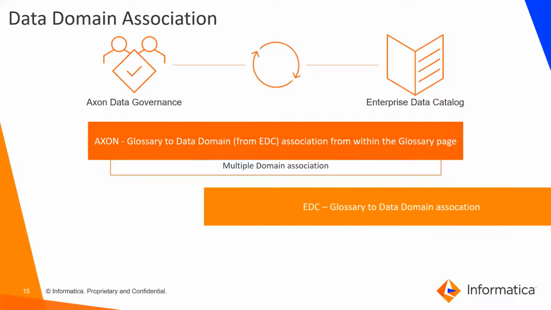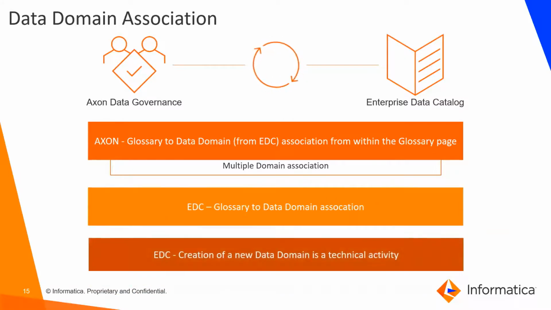So how do you associate data domains with glossaries? You can do it in two places here. You need not go to the enterprise catalog. You can go to your glossary on the Axon side and then do an association. You can do multiple domain associations with a single glossary.